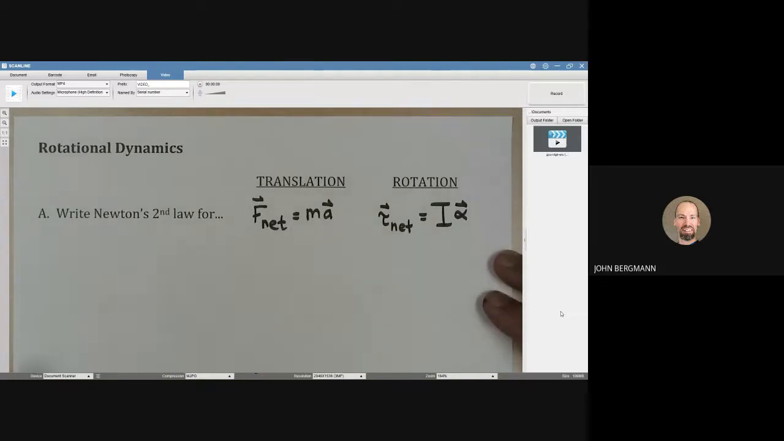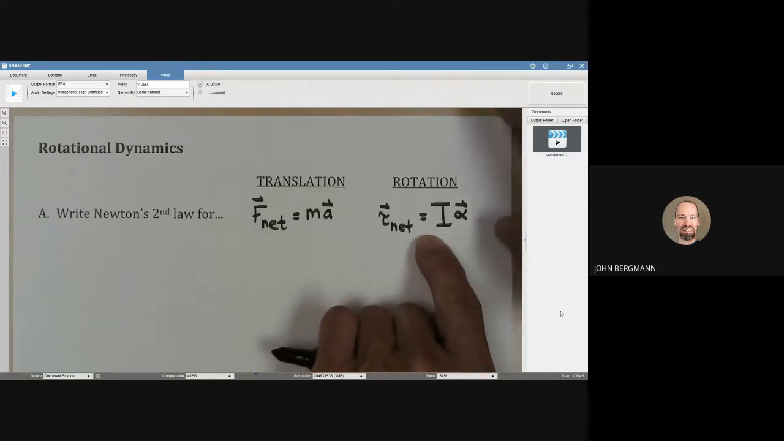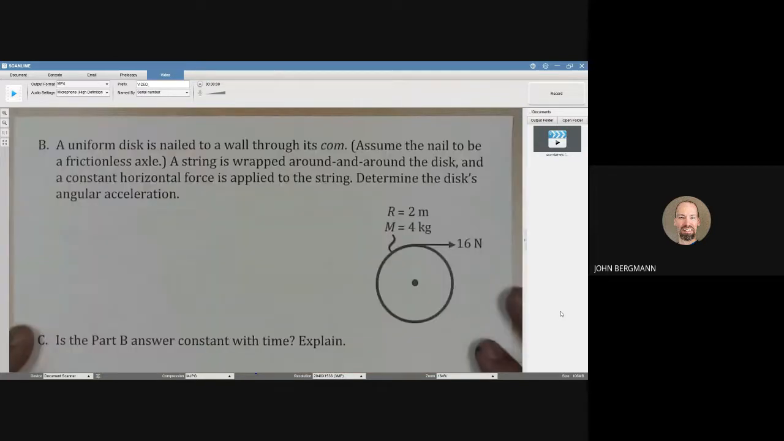We've seen those equations before, but now we're going to use this equation on the right. That's what we mean when we say rotational dynamics. You can see the picture on the right side there. We have a uniform disk nailed to a wall through its center of mass. The nail is frictionless, we're assuming.